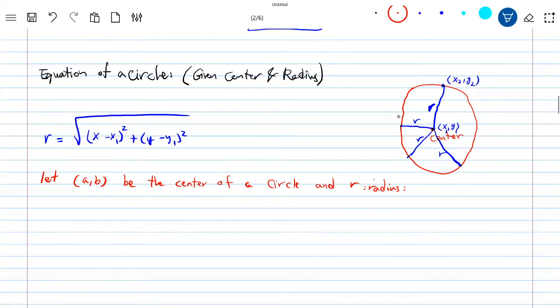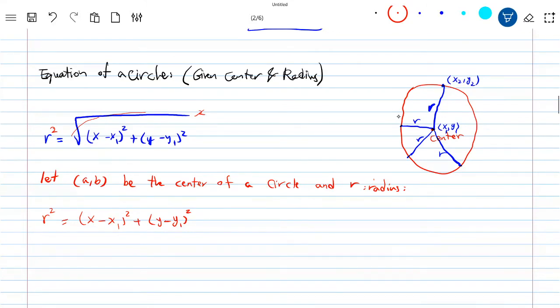Then what is the formula? You don't want to have a formula for a circle in the form of a radical. So if I square both sides, I can cancel out the square and this square root. So I can say r squared equals x minus x1 squared plus y minus y1 squared. I'm going to erase this in a bit, but I just want to show you that this is the formula that I want to discuss. This is the equation of a circle, basically.